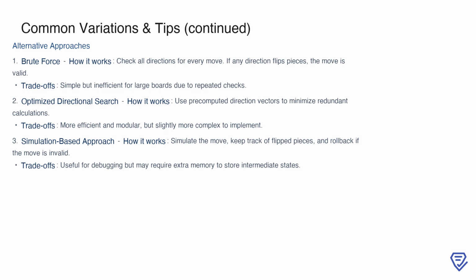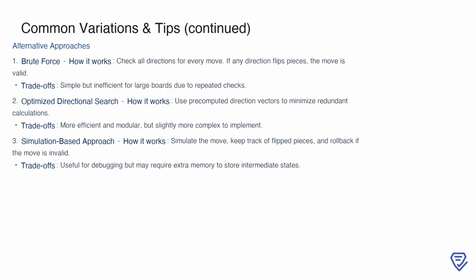There are also alternative approaches you can consider for this problem. The brute force method involves checking all directions for every move and marking the move as valid if any direction results in flipped pieces. While this approach is simple to implement, it becomes inefficient on larger boards because of repeated checks. A more optimized strategy is to use pre-computed direction vectors to minimize redundant calculations. This method improves efficiency and keeps your code modular, though it may require slightly more effort to set up.